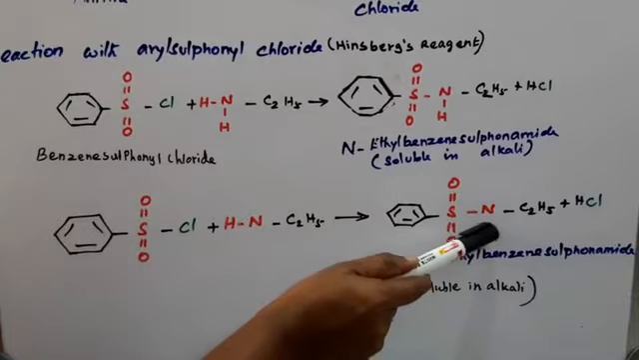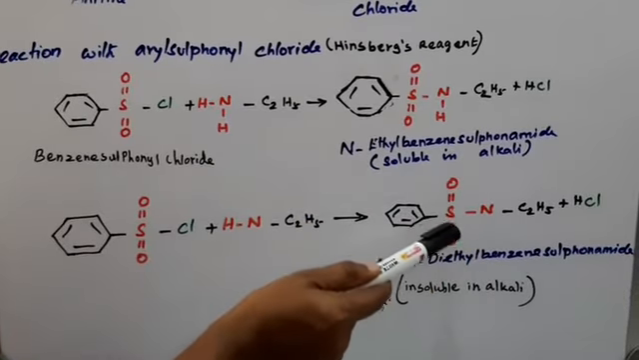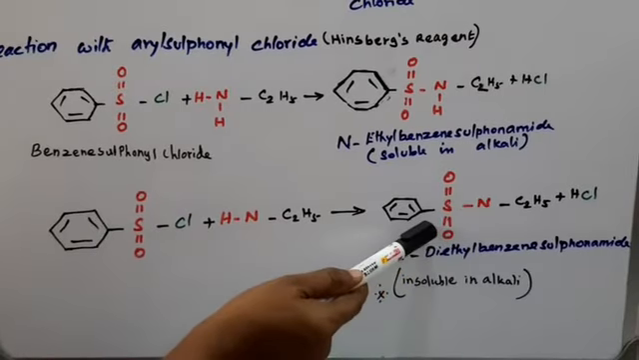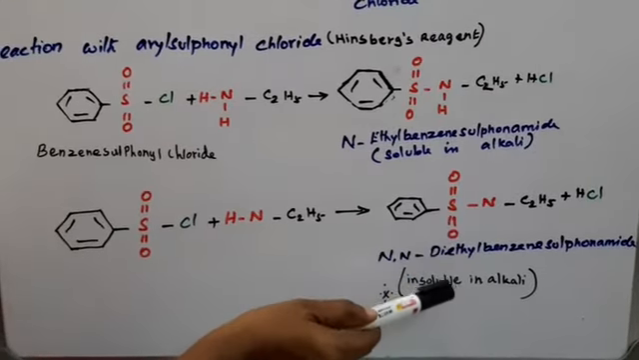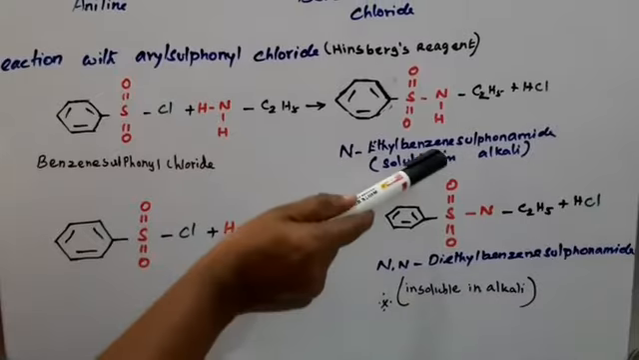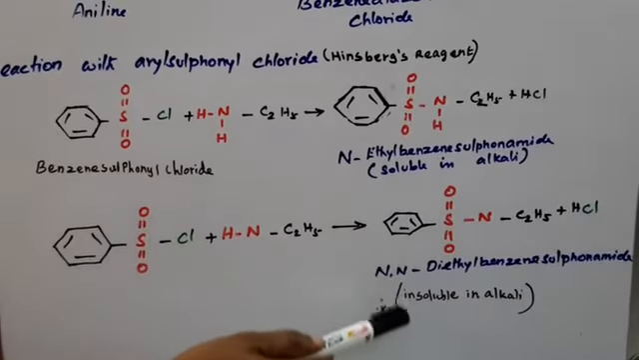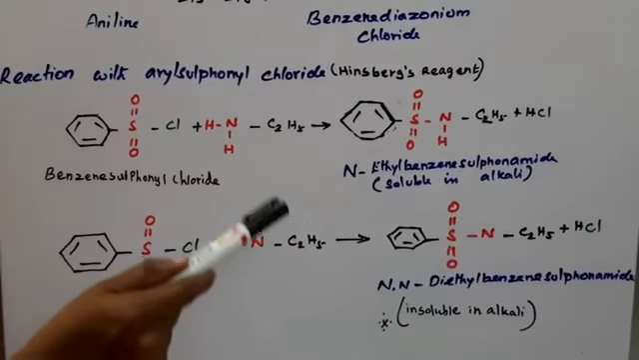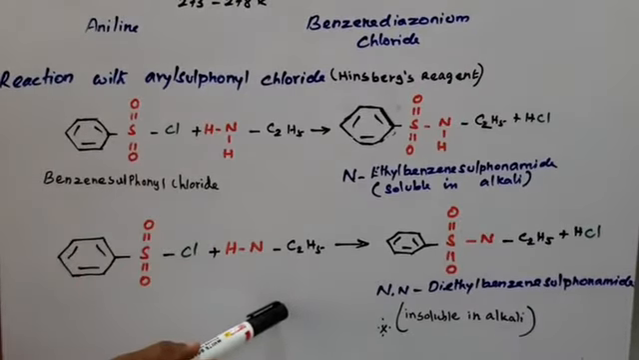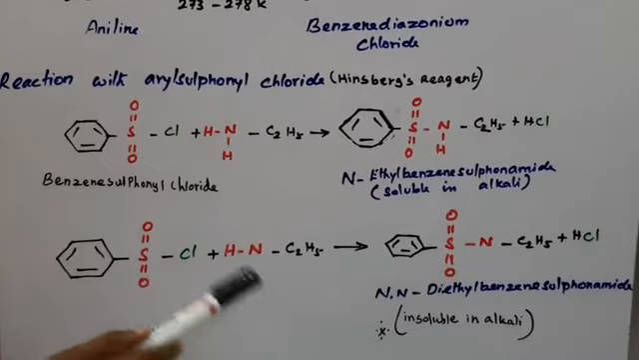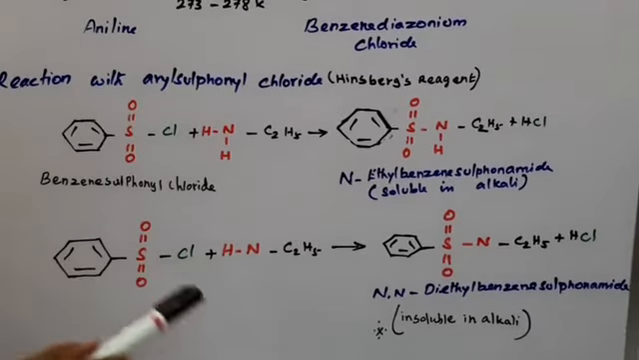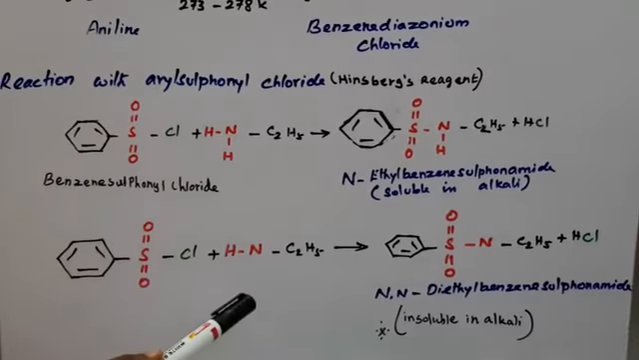In this there is no hydrogen bond. Because of the absence of this sulfonyl group's acidic property, it is insoluble in alkali. This is one more question, keep it in mind. After that, this differentiates primary amine and secondary amine. The tertiary amine does not react with this Hinsberg reagent. Students, keep all these things in your mind.